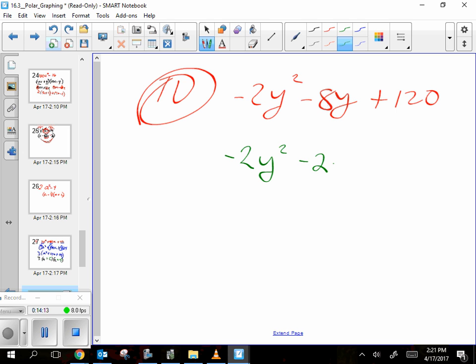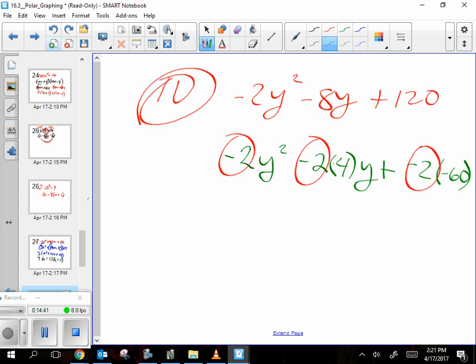Negative 2 times what makes 8? That's going to mess up some people. Negative 2 times 4. Yes. That makes negative 8. And then who can do negative 2 times what makes 120? That's what I want to know. 60 is almost right. Negative 60. Now do you get that there's a negative 2 in all 3 of them? So that comes out to the front. And then I have given you the first part.